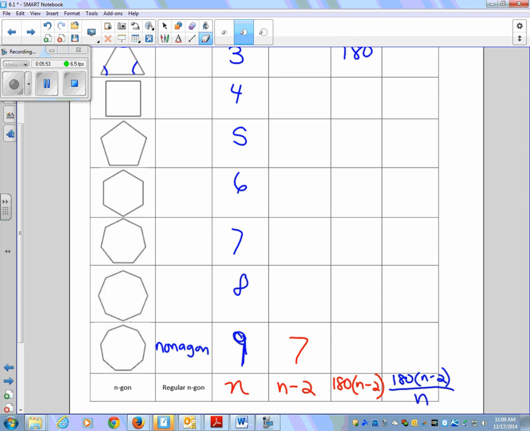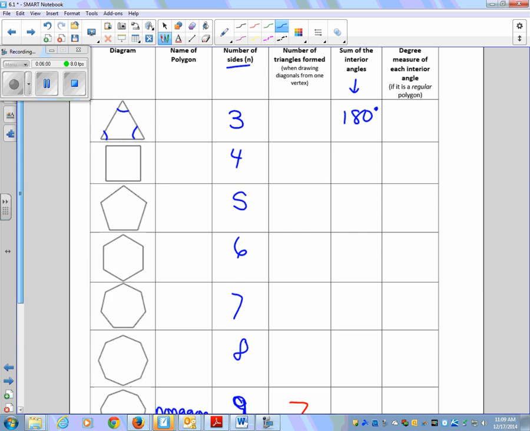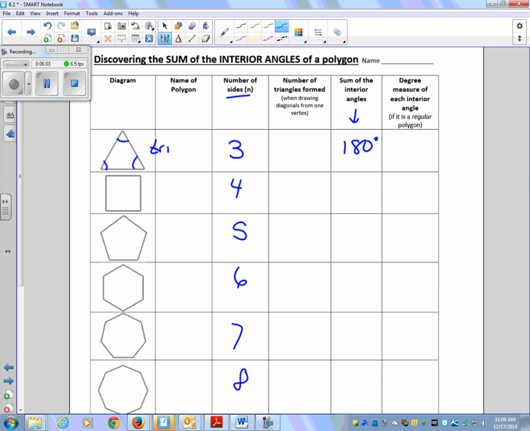Okay, and they all have special names. 3 is obviously triangle. 4 is quadrilateral.